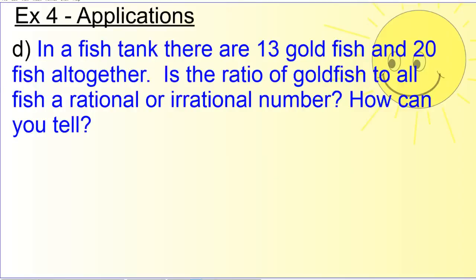Letter D. Another one for you to try. It says in a fish tank there are 13 goldfish and 20 fish altogether. Is the ratio of goldfish to all fish a rational or irrational number? And how can you tell? Go ahead and pause the video, try the problem out. When you're ready to continue, hit play, and we'll go through it together.